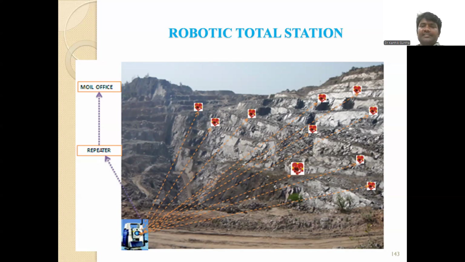So these are the different technologies available for slope and strata monitoring in open cast as well as underground mines. Thank you.